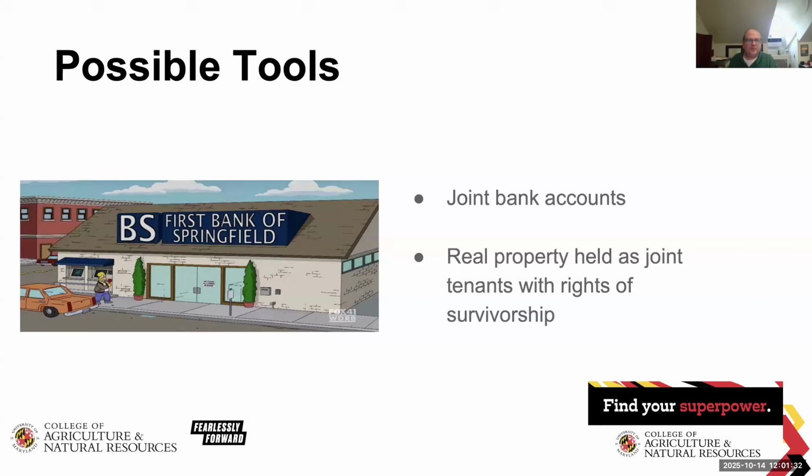Joint bank accounts, if we're married or have a business partner or something where we have that joint bank account, that's already set up in a way where we don't have to do this. Real property that's held as joint tenants with rights of survivorship, we've already set up in that title document who gets it next, because it continues on with the joint tenants until one is left. And then that one person gets it in fee simple absolute.